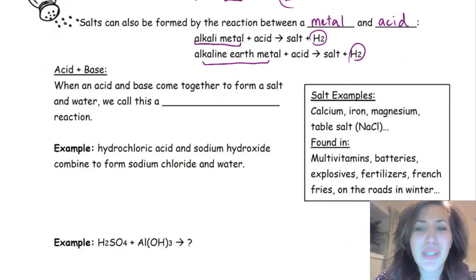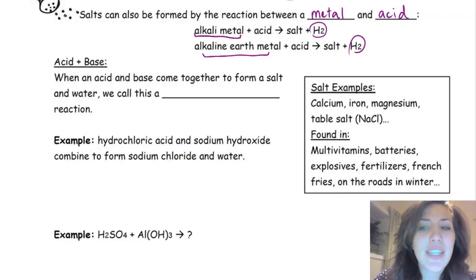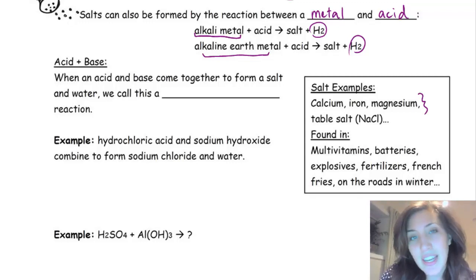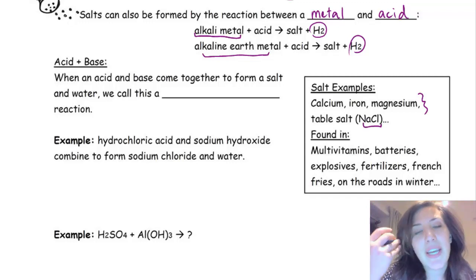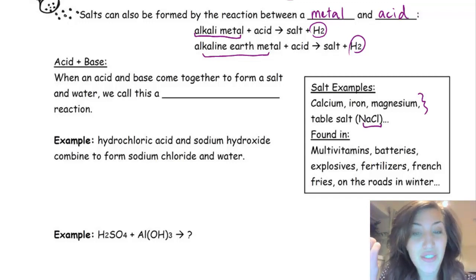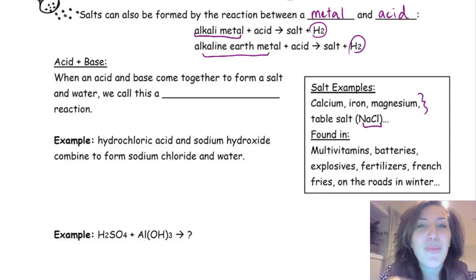So what are salts? Well, some examples: we see calcium, iron, and magnesium in the form of salts in our multivitamins. Also, there's classic table salt, salt and pepper. That's NaCl, in fact. We find salts in multivitamins and batteries, explosives, fertilizers, French fries, and in the wintertime, we put salt on the roads to lower the freezing point.